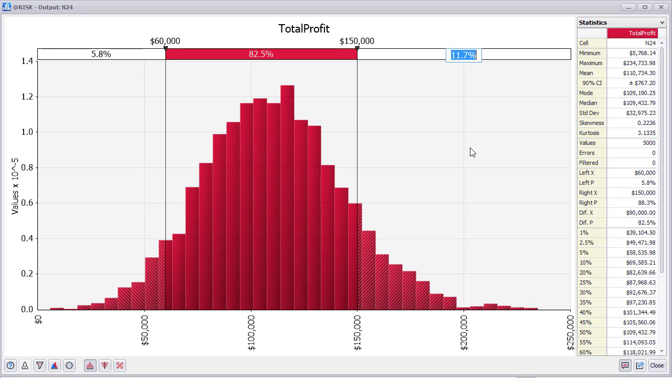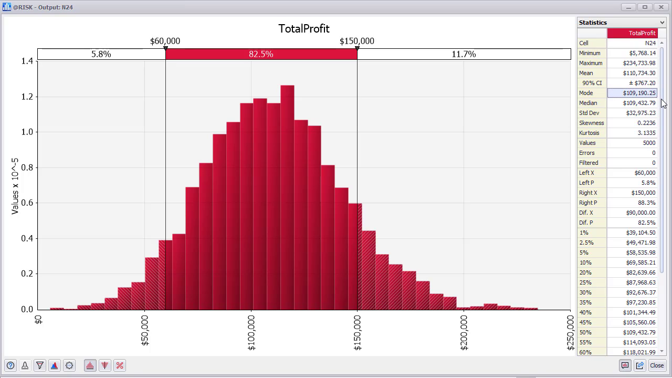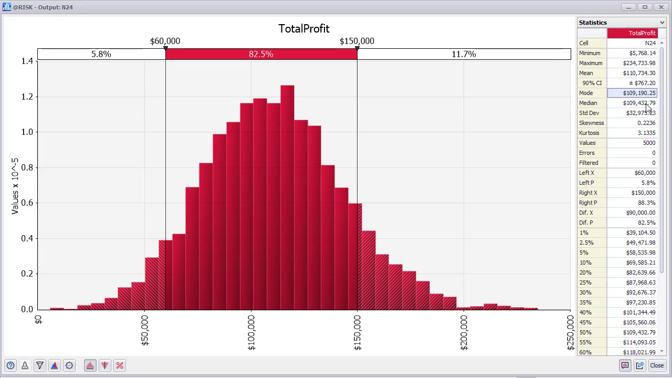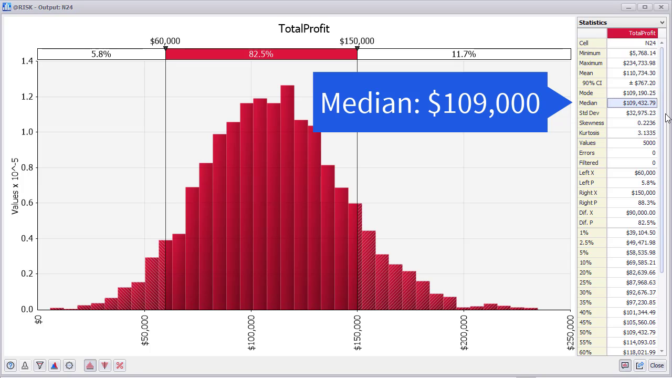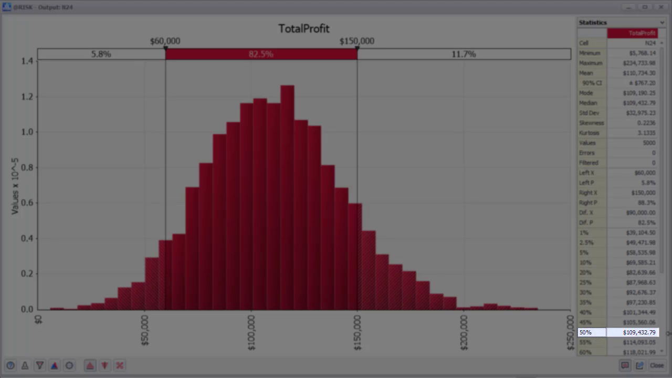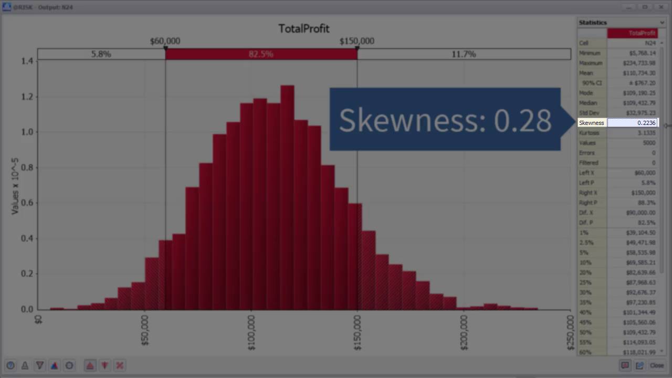On average, Joe may estimate an annual profit of over $110,000. However, his most likely scenario, or mode, is closer to $103,000, whereas his median scenario amounts to around $109,000. Remember, the median represents the point at which 50% of the possible results are smaller and 50% of the possible results are larger. The fact that these central points are somewhat different occurs because there is a slight asymmetry on the distribution curve, reflected by the skewness factor of 0.28.